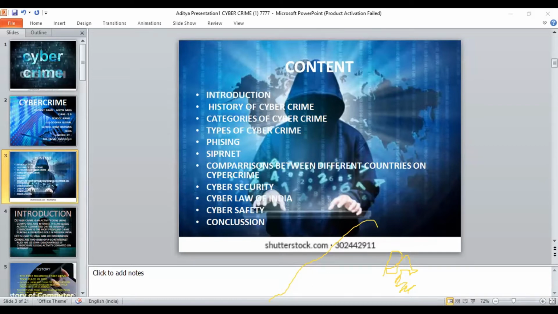Now I will tell the comparison between two countries on cybercrime cases in the year 2020. In India, in the year 2020, there were more than 50,000 cybercrime cases, which is 3.7% of the world. And in Lebanon, in the year 2020, the cases are 24,135, which is 0.7% of the world.